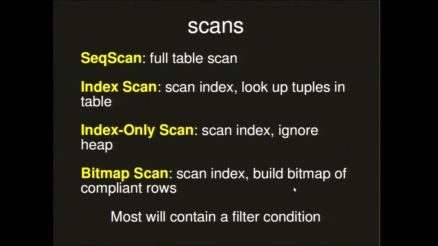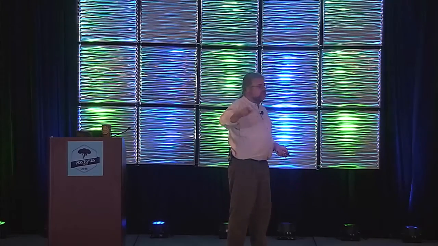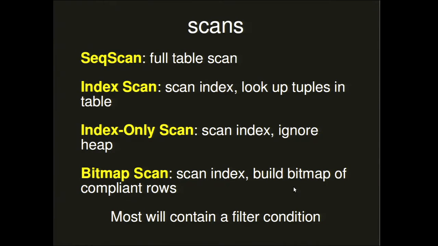where with a regular index scan, we actually have to check the table to check visibility rules. But if we already know that everything in the table is visible to all users, then we don't have to check the table, and we do an index-only scan, which is going to be slightly faster because we don't have to check the table.